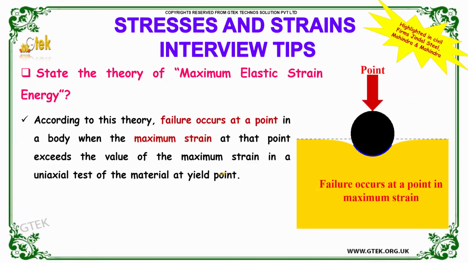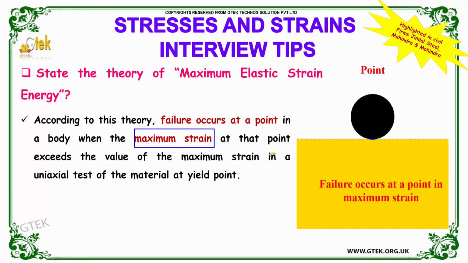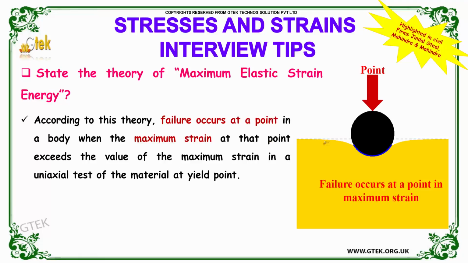Our next question is, state the theory of maximum elastic strain energy. According to this theory, the failure occurs at a point of the body when the maximum strain at that point exceeds the value of maximum strain in a uniaxial test of the material at the yield point. So if you see, the failure occurs at the point where the maximum strain exceeds the value of the maximum strain that can experience. So this is your maximum elastic strain energy.